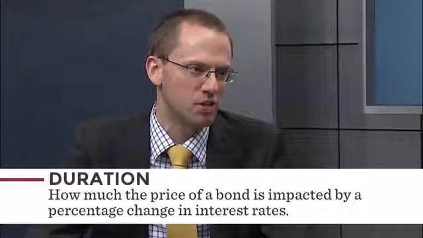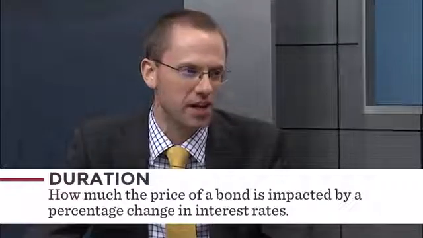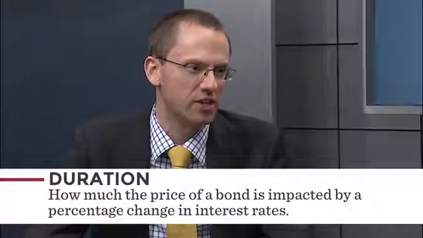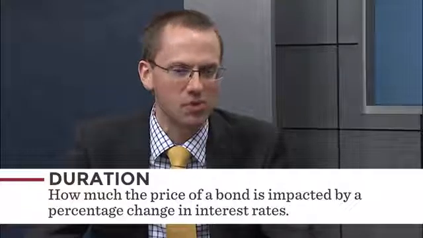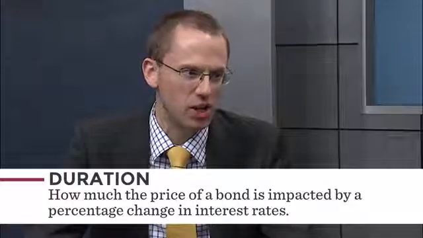So duration is simply how much the price of a bond is impacted by a percentage change in interest rates. That's relevant because that definition gets more complex if there are options on the bonds, call options and so forth. But if it's a simple, straightforward bond, duration's really just the value-weighted maturity of the bond. If it's a coupon bond, each year you're receiving coupon payments and then you receive the face value. So what's the average amount of time until those payments are received?